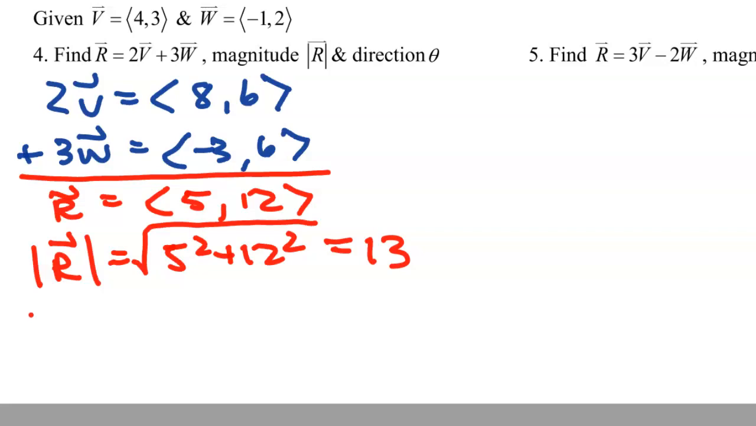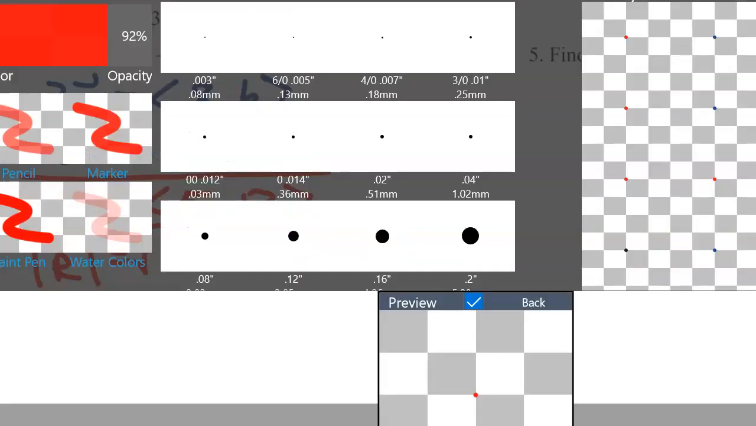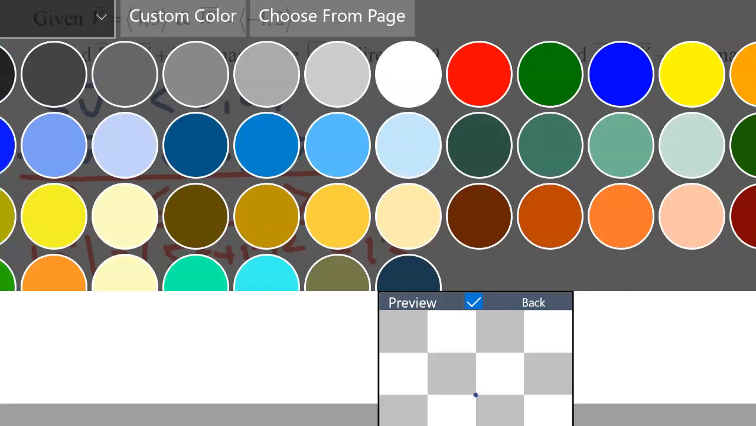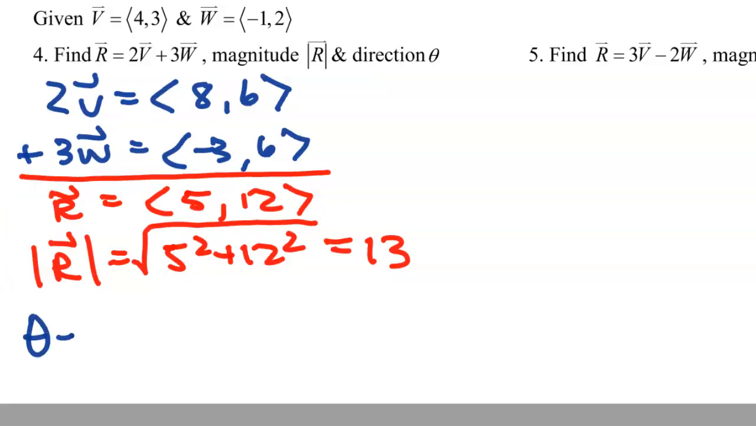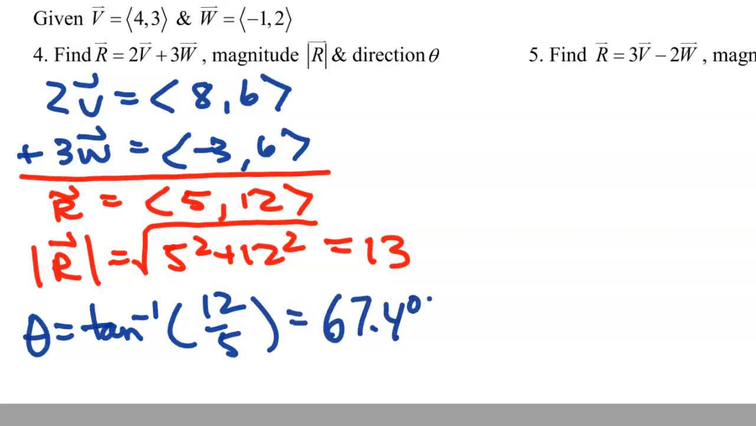If I want to do my angle, I do inverse tangent of 12 over 5, and I get 67.4 degrees, and that's in quadrant 1, and my original result was also in quadrant 1, so that checks out. So 2v plus 3w is 5, 12 with a magnitude of 13 and a directional angle of 67.4 degrees.